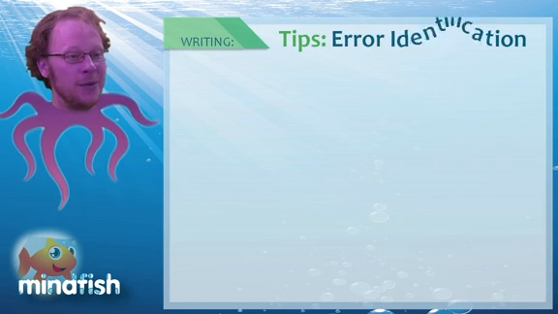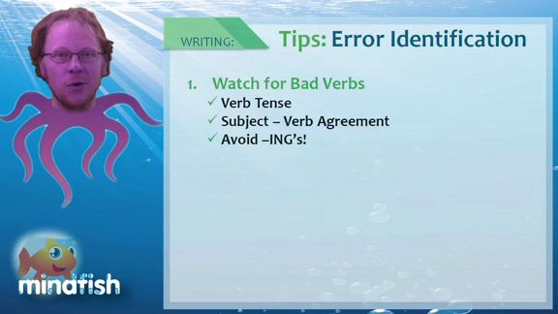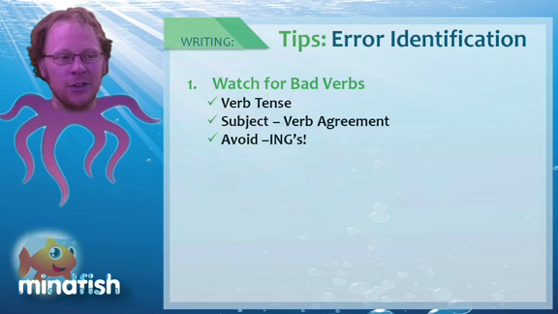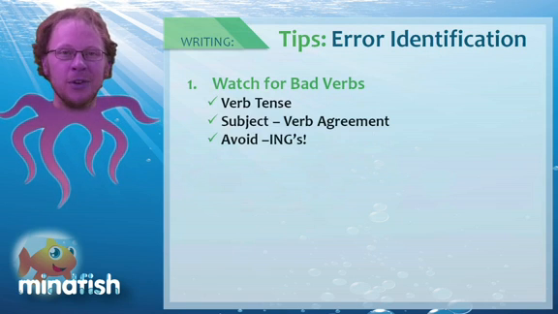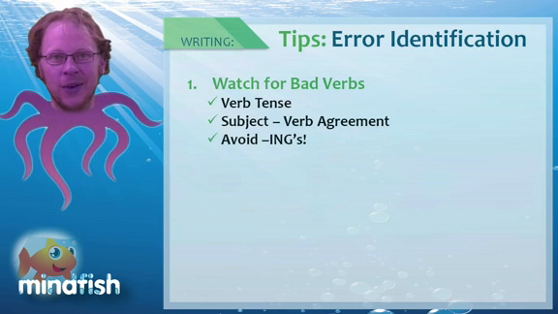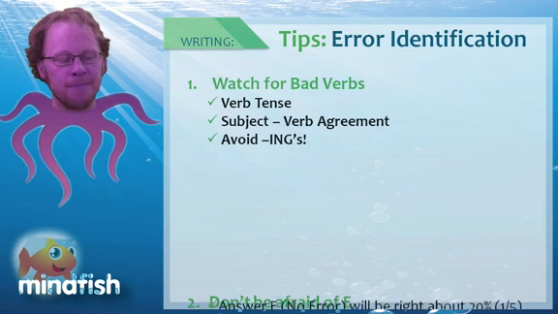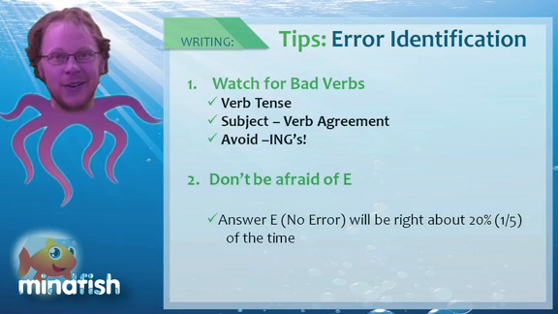Here are a few essential tips for error identification. Watch for verbs. There are many wrong verbs on this type of question. Verb tense, subject-verb agreement, and -ing verb issues are some of the things you can expect to see on the error identification questions. Also, don't be afraid of answer E.